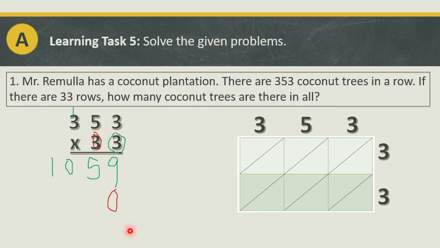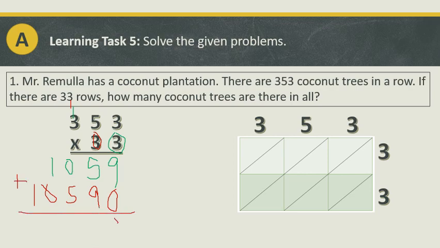3 times 3 is 9. 3 times 5 is 15. So, 5 carry 1. 3 times 3 is 9 plus 1 is 10. So, i-add na natin siya.